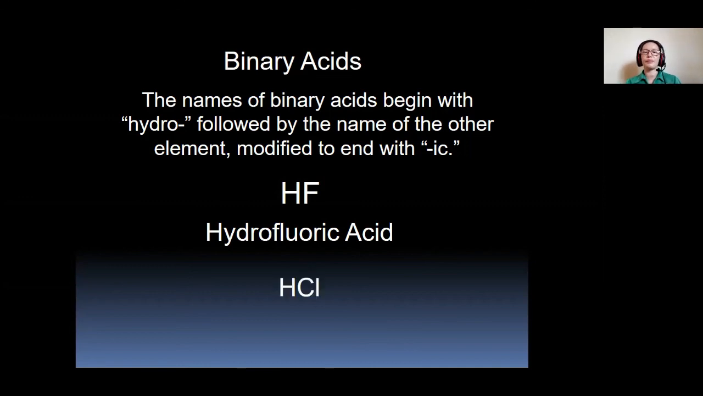So the last will be the word acid. Say for example, if you have HCl, this is still a binary acid. It's hydrogen with another element, or with a non-metallic element. Start with hydro, then chlorine is chloric, IC ending, and then the word acid. So it's hydrochloric acid. That's for binary acids.